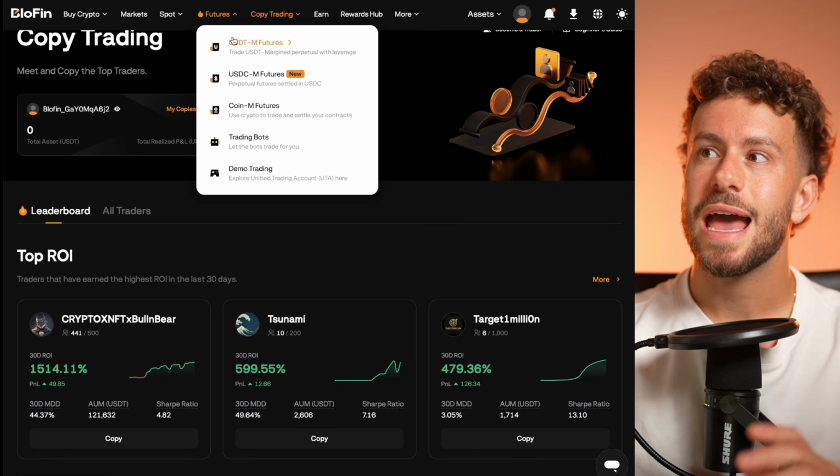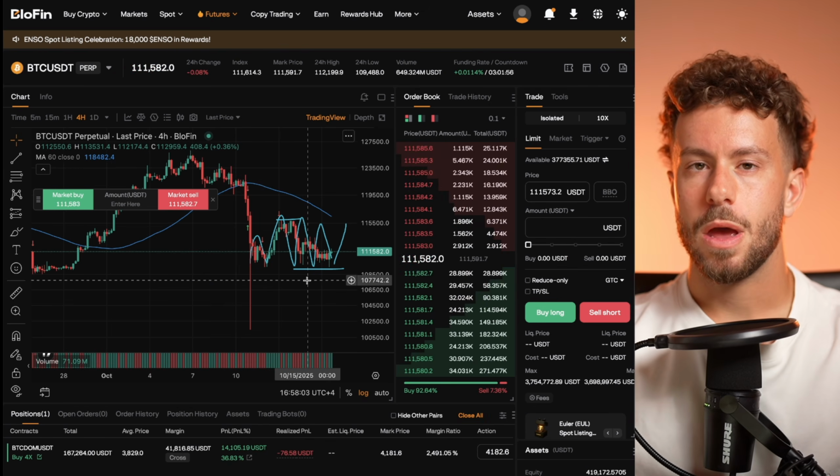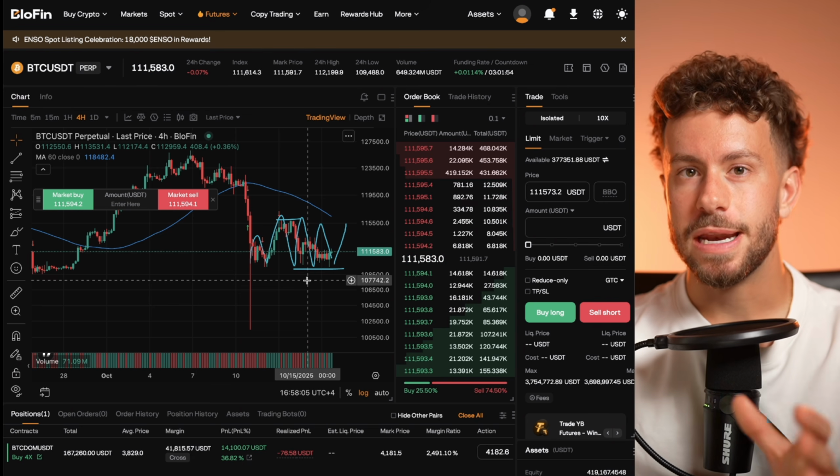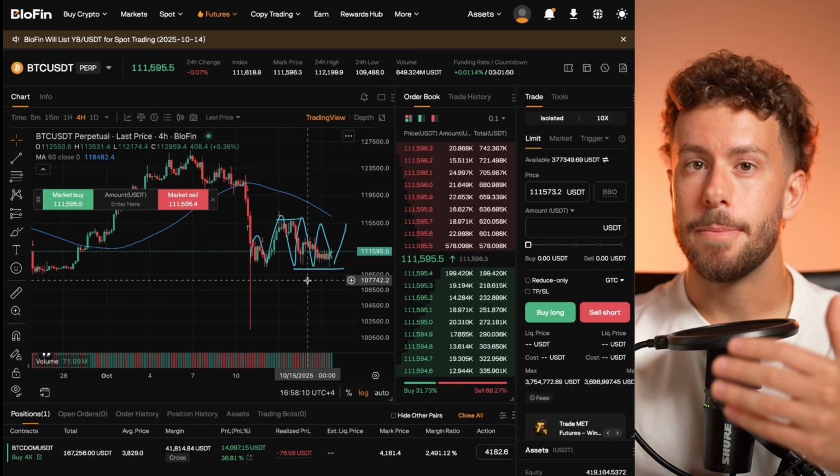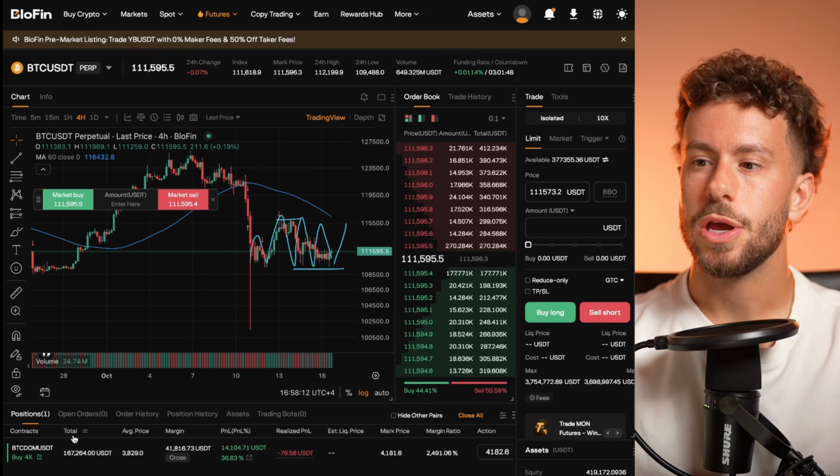For me personally, I trade USDT-M futures because as soon as I get out of a position, money is in my pocket immediately and I don't have the underlying crypto asset. By money, I mean stable coins, of course, USDT.